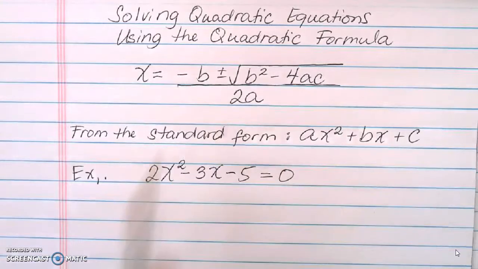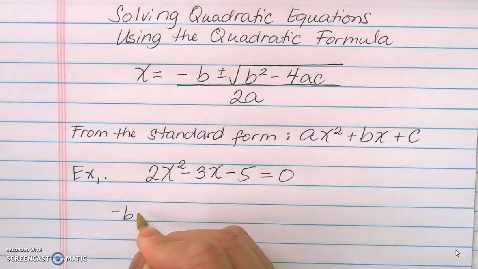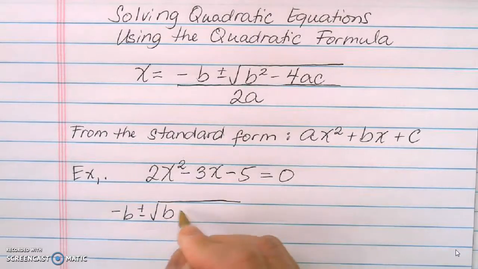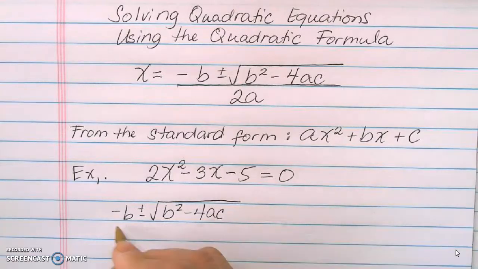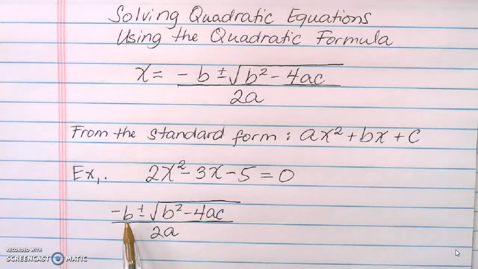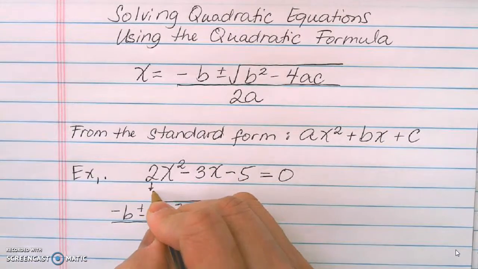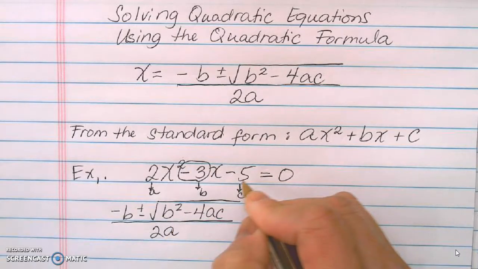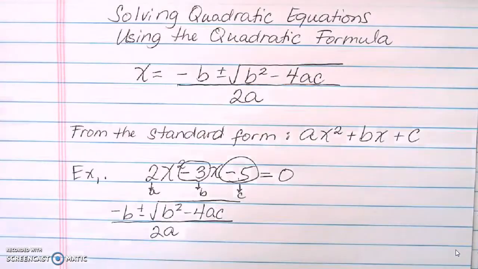I'm just going to rewrite the formula again. So negative b plus or minus the square root of b squared minus 4ac all over 2a. My suggestion is whenever you are plugging in variables, to make sure that you make them become parentheses first. But before that, let's identify our A, B, and C. So this is going to be our A, this is our B, including the sign, and this is our C, including the sign. So let us begin.